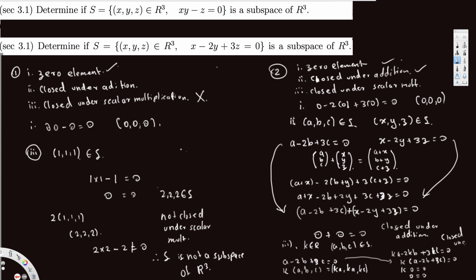Closed under scalar multiplication, I can put a tick mark here. Therefore we can say S is a subspace of R3.